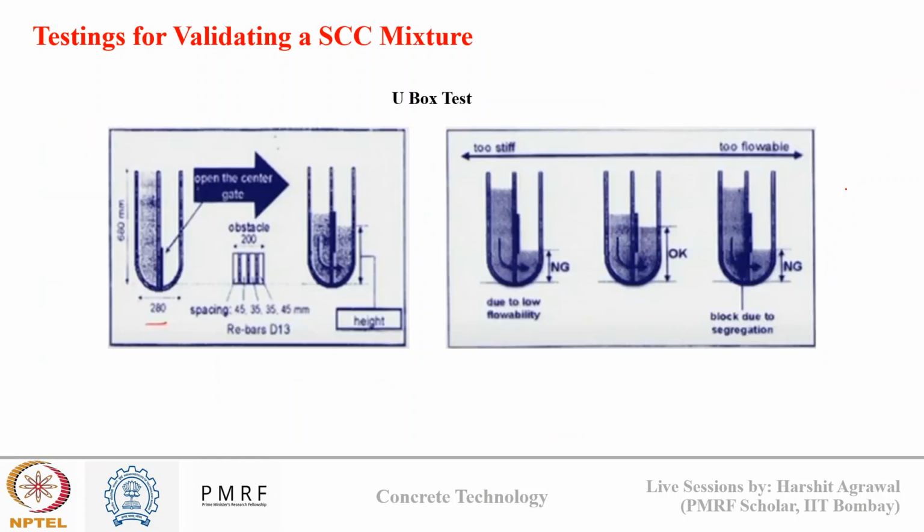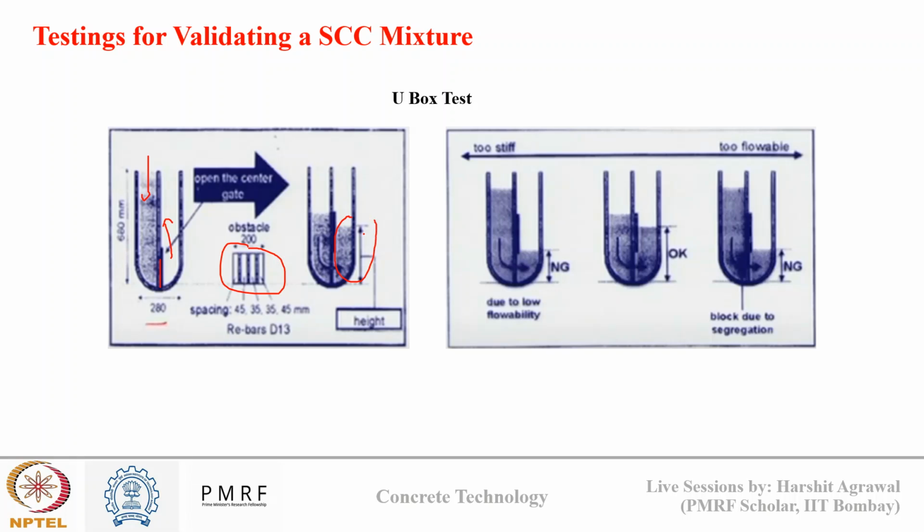So you can see in the U-box test, figure 1 shows how the test is performed. On one side of the U-box, we have filled our concrete and this central gate is closed right now. Now this central gate comprises some obstacles. It will be like a grid of different spacing as shown here. So when we raise this gate and allow concrete to pass through, it will fill the other half of the U-box.